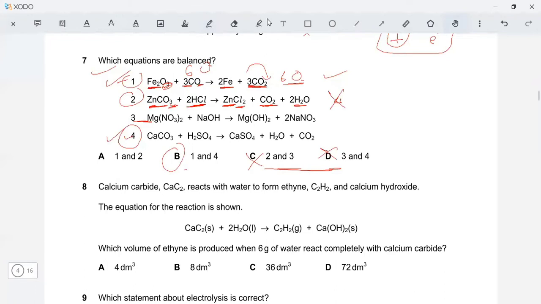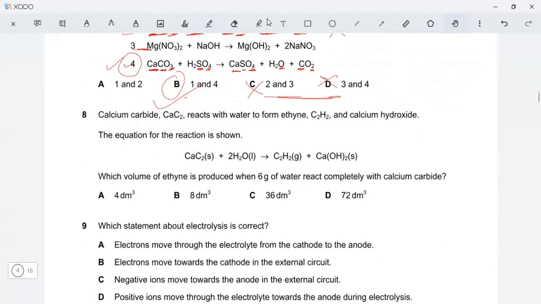It's fine. Well, there is one calcium on the reactant side, and the product side also has one calcium. One sulfur, balanced. Reactant side, one carbon; product side also one carbon. Reactant side, how many oxygen? Here 3 plus 4, 7. Product side also: 4 plus 1, 5 plus 2, 7. So oxygen is also balanced. That means 1 and 4 is the balanced chemical equation. Option B is the right answer.